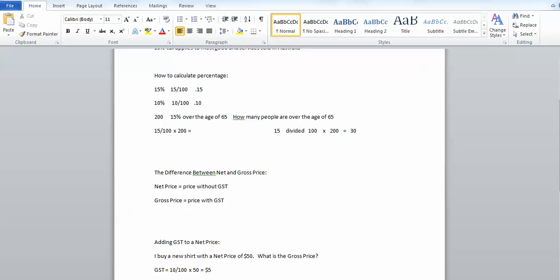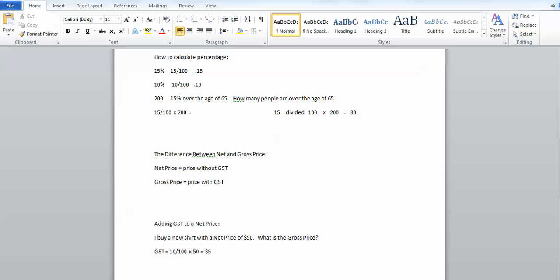The GST is $5. We were asked in the question for the gross price. The gross price equals the net price plus GST, which equals $50 plus $5.